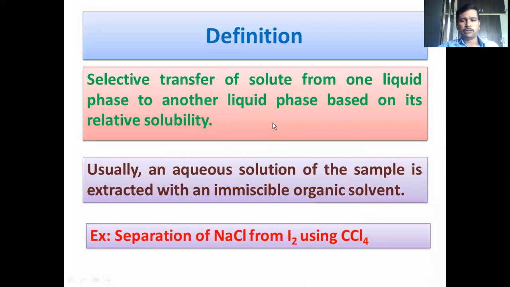Okay, so based on this example, let me define liquid-liquid extraction. The term liquid-liquid extraction is simply the selective transfer of solute from one liquid phase to another liquid phase based on the analyte's relative solubility. So it is the selective transfer of the analyte from the organic layer to the aqueous layer or vice versa. Why is there a transfer of analyte from the organic layer to the aqueous layer or from the aqueous layer to the organic layer? Because of the relative solubility of the analyte.